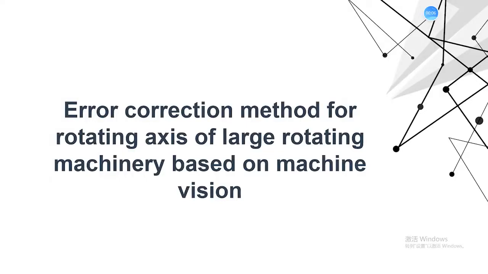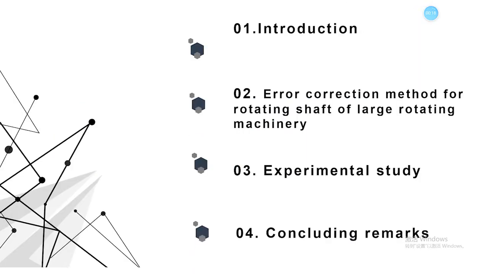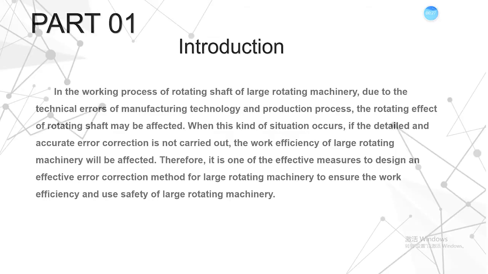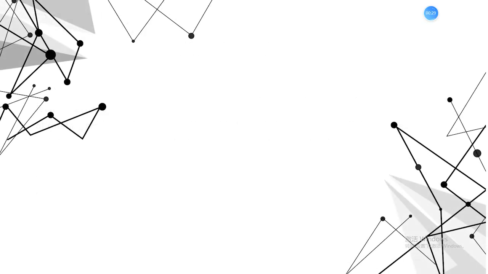This paper's title is Error Correction Method for Rotating Axis of Large Rotating Machinery Based on Machine Vision. I will introduce this paper in the following four parts. Part 1. Introduction.